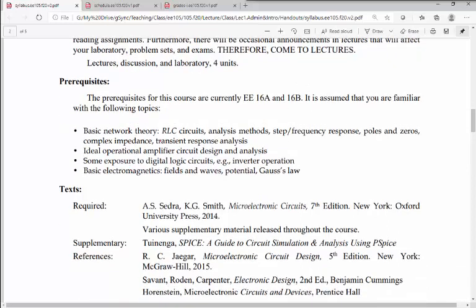So one of them is basic network theory. So RLC circuits and analysis methods like Kirchhoff's current law, Kirchhoff's voltage law, that sort of thing, nodal analysis. Step and frequency response, poles and zeros, complex impedance, transient response analysis. So these are things that you've seen to some extent in the 16s or whatever course you have that's equivalent to those. And we're assuming that you know ideal operational amplifier circuit design and analysis.